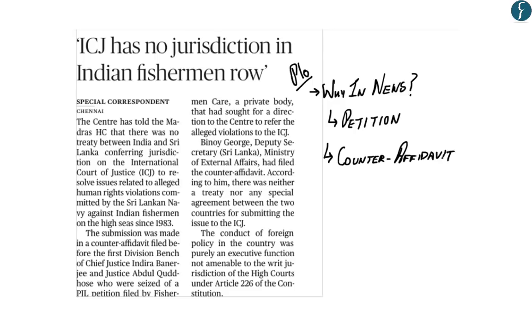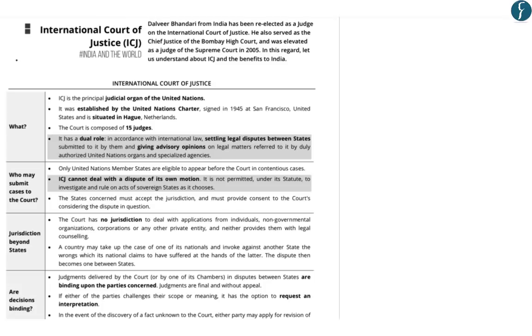And second, that the conduct of the foreign policy of a country is an executive function and is not under the purview of Article 226, which is the writ jurisdiction of the High Court. Now this news is currently in transition and is also sub judice. So for your mains examination, we'll understand what is the jurisdiction of the International Court of Justice. Now I had covered the International Court of Justice in the December edition of the Focus magazine.